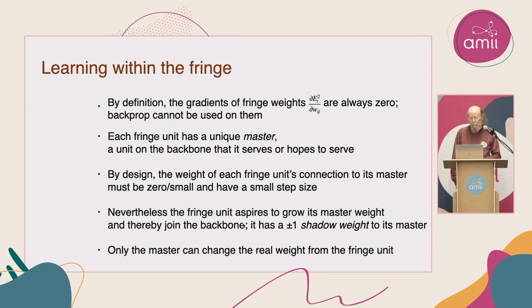So the weight of the fringe unit onto its master is zero, but the fringe unit nevertheless aspires to grow its master weight and thereby join the backbone. To do this, it has what I call a shadow weight, a plus or minus 1 shadow weight onto the master. The setup here is that only the master can change the real weight, because of the error or hunger that it feels, but of course the fringe unit can set its shadow weight arbitrarily.